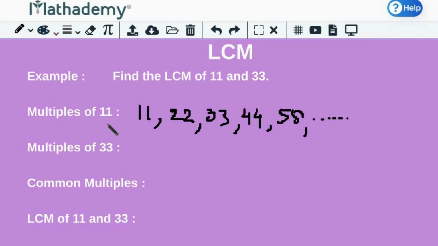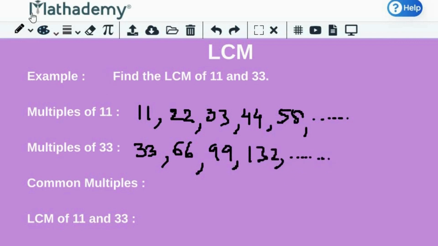Now, multiples of 33 are 33, 66, 99, 132. Again, the list goes on and on. Now, we stop here because we clearly see 33 as the common multiple. And therefore, the LCM of 11 and 33 is 33.